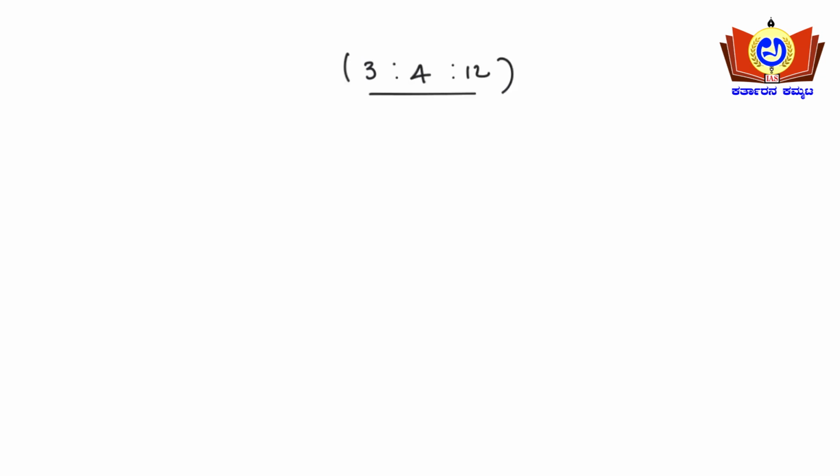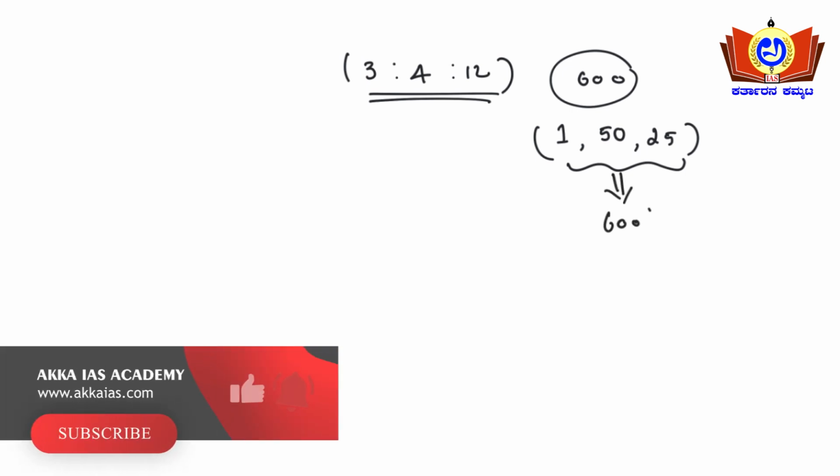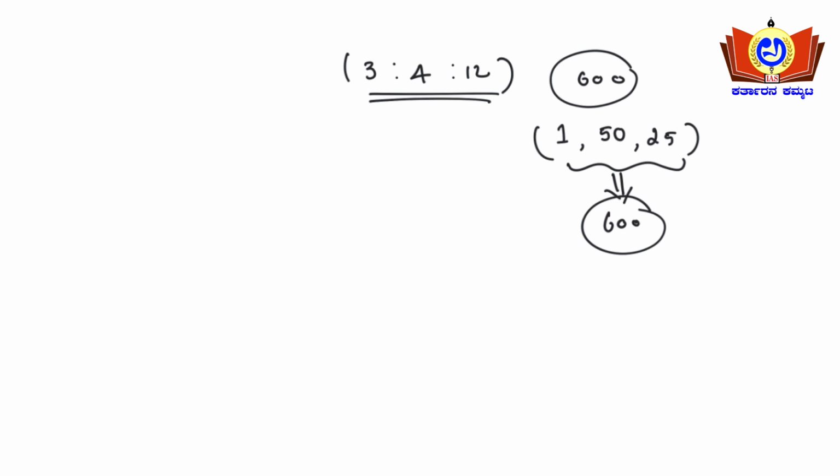See, the ratio has been given here. Okay, what is this ratio? There is a bag containing rupees 600, and in the form of rupees there are 1 rupee notes, 50 paisa coins and 25 paisa coins. So how many 1 rupee, how many 50 paisa, how many 25 paisa, we don't know, but in total it leads to 600 rupees, that we know. Okay, so what the question asks is the number of 25 paisa coins.